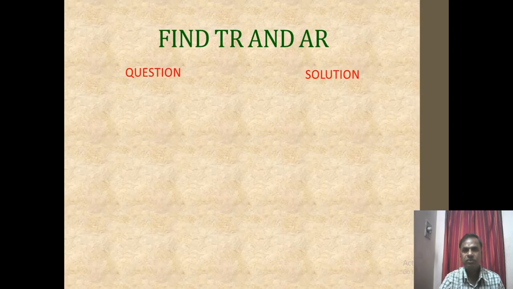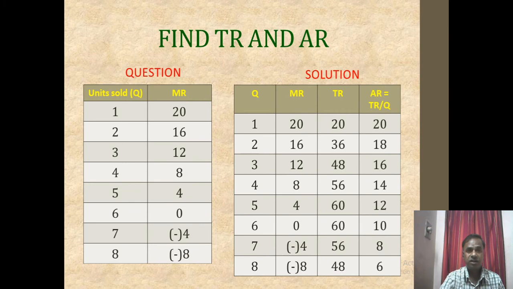Likewise, we can find TR and AR if MR is given. How? This is the given question. Units sold is given, MR is given. How to find out TR and AR? For the first unit, write the same amount. Then add: 20 plus 16, 36. 36 plus 12, 48. 48 plus 8, 56. 56 plus 4, 60. So likewise, we calculate TR.